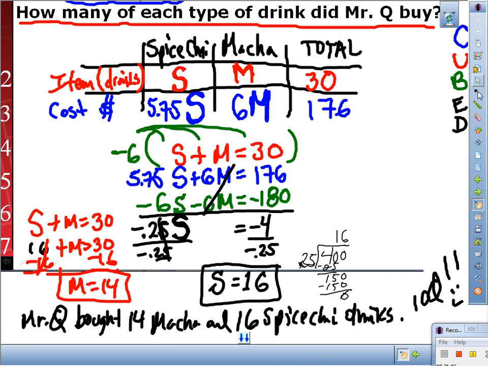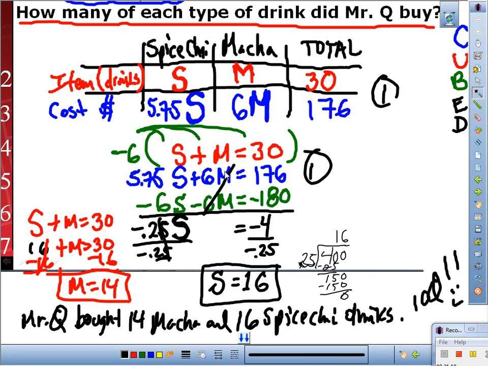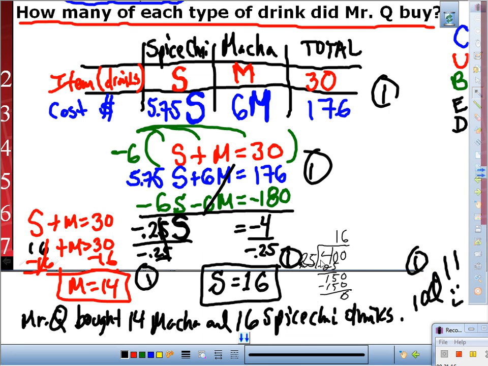Once we label everything, we come up with our system, solve, and our statement. Let me show you the points. 1 point for the table, 1 point to write out the system, 1 point to solve the first variable, 1 point for the other, and 1 point for the statement for a total of 5 points. Okay, let's do another one.